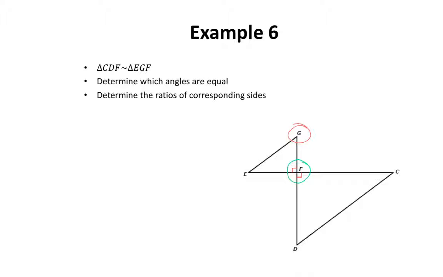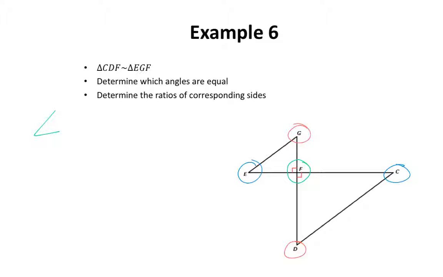So we have angle G. I want to find its corresponding angle. Now, angle G looks like it's located on a side of a triangle which is quite short. And if I take a look at the larger triangle, it looks like angle D is on the shorter side. And last but not least, you have angle E, and angle E looks like it's on a bit of a longer side of the triangle, which leaves us angle C. It probably corresponds to that.